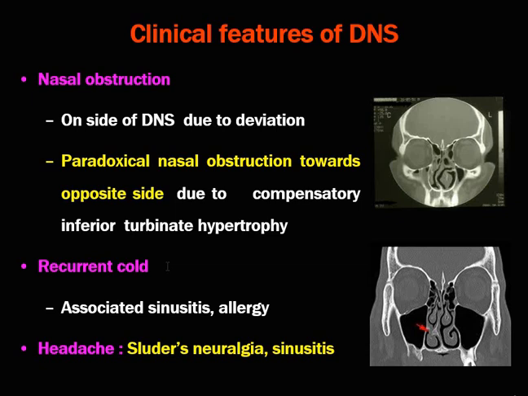Headache due to Sluder's neuralgia or sinusitis. Sluder's neuralgia is neuralgic pain which happens due to pressure on the inferior turbinate or middle turbinate by the spur. In this case, you can see there is a septal spur touching the inferior turbinate, almost impinging, so the patient will have severe pain in and around the orbit and in the face. That is called Sluder's neuralgia, the so-called anterior ethmoidal nerve syndrome.